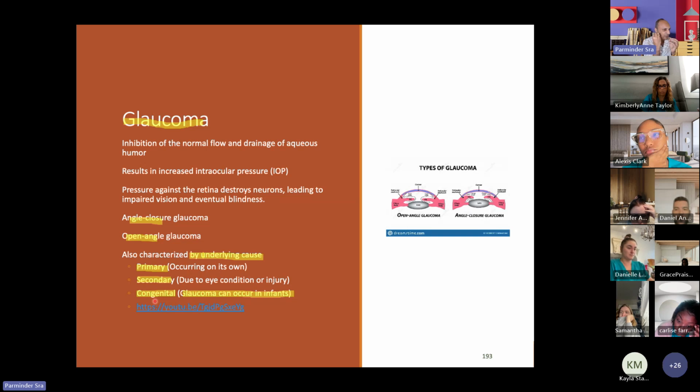And that pressure negatively impacts the optic nerve. Optic nerve is responsible for vision. So that can damage the optic nerve and the patient can lose their vision. That is the reason it's important.